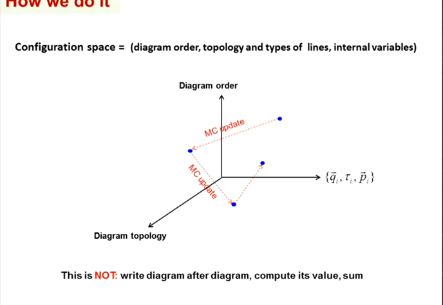I simply have to make sure that my random walk is ergodic, and I'm not going to miss anything by design. So I have a chance to sample everything. It seems like the diagram order is somehow a very different way to do the walk than, say, changing some momentum or something.